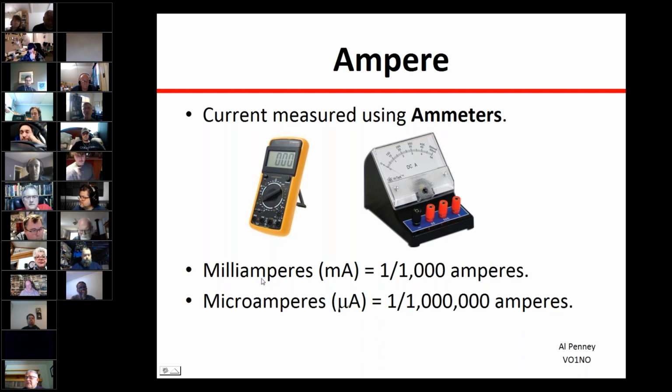Now there's also something you'll run across called milliamperes, which are 1,000th of an amp. So if you've got 500 milliamperes, that equals 500 divided by 1,000 amperes, which is half an amp. Now for very small currents, we use what are called microamperes, and this symbol, mu, means micro, and those are 1/1,000,000th of an ampere. So it takes 1,000,000 microamperes to make 1 ampere.